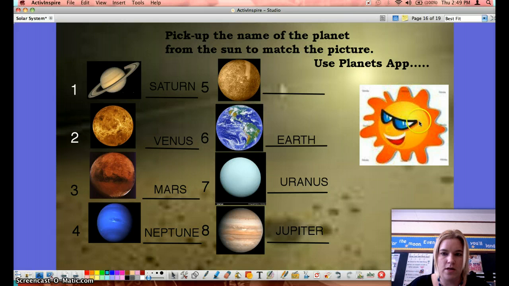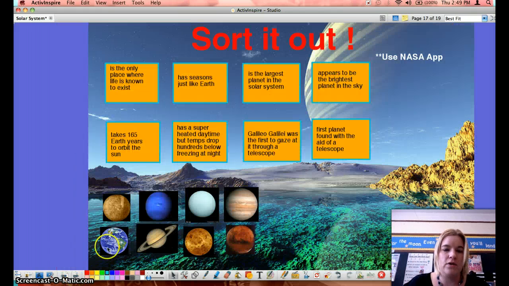And it's hiding in here. We have to find the word in the toolbox. Oh, there it is. And then Mercury. Okay, so we do that, and then we go through using the NASA app on the iPad would answer these questions.